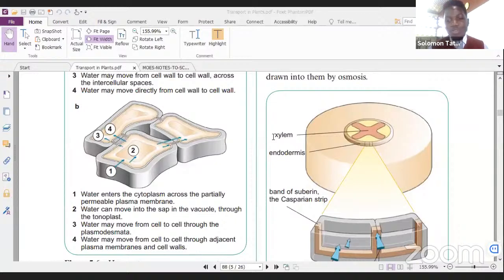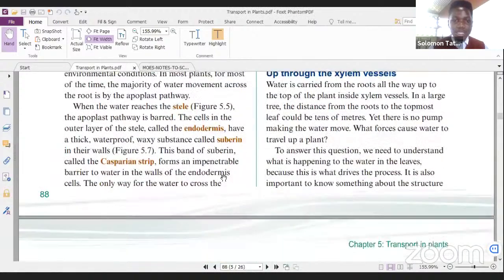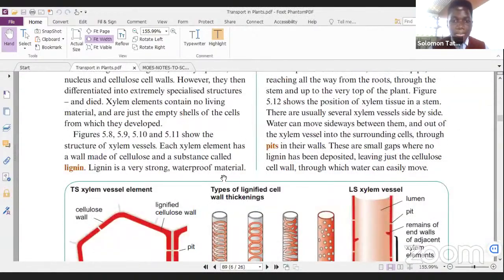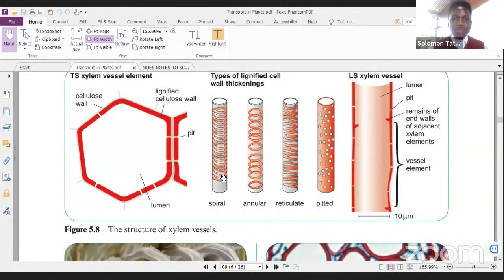The only resistance we will find, we talked about it on the Casparian strip, and we know how the apoplast pathway overcomes that. Okay, so that is the explanation. Hopefully it makes sense. Okay.